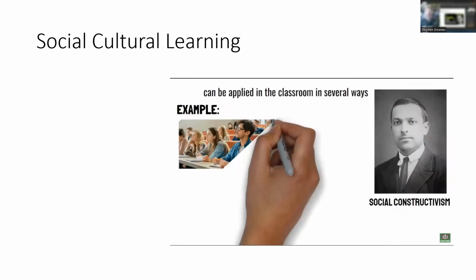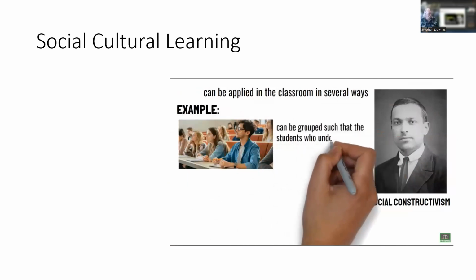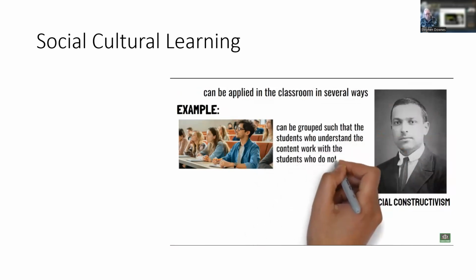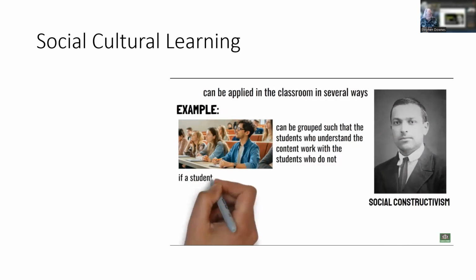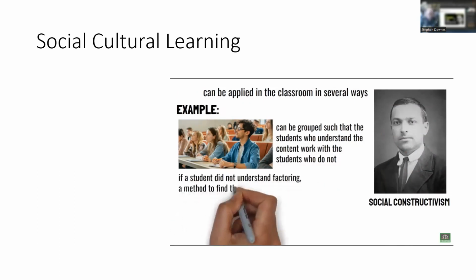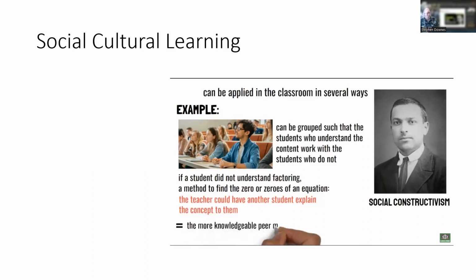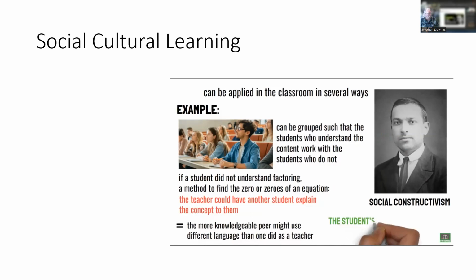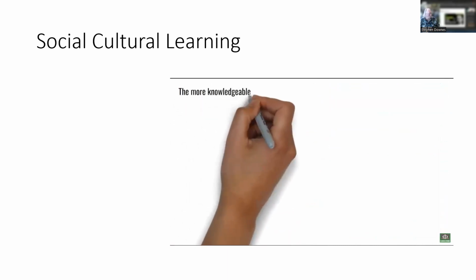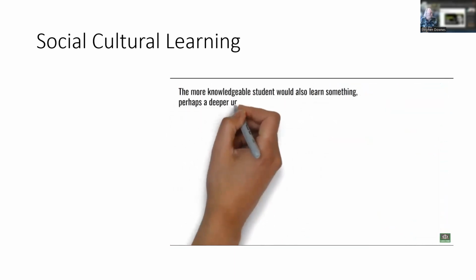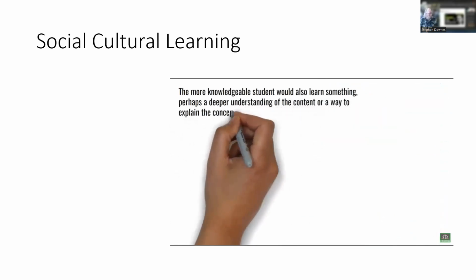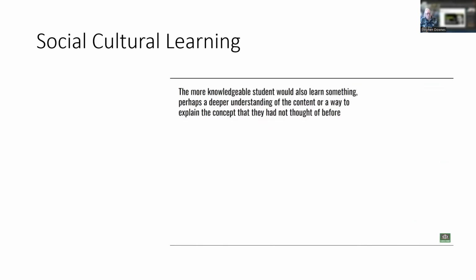For example, the students can be grouped such that the students who understand the content work with the students who do not. For instance, if a student did not understand factoring, a method to find the zero or zeros of an equation, the teacher could have another student explain the concept to them. Here, the more knowledgeable peer might use different language than the teacher. In this way, the student's phrasing might make more sense to the other student. The more knowledgeable student would also learn something, perhaps a deeper understanding of the content, or a way to explain the concept that they had not thought of before.